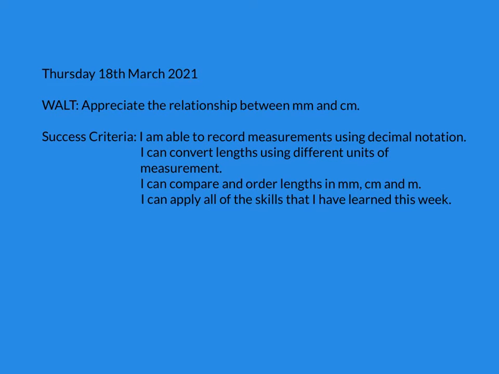So today we're going to look at the relationship between millimetres and centimetres. That's just continuing on with the work that we've looked at this week of looking at the relationship between centimetres and metres, metres and kilometres.